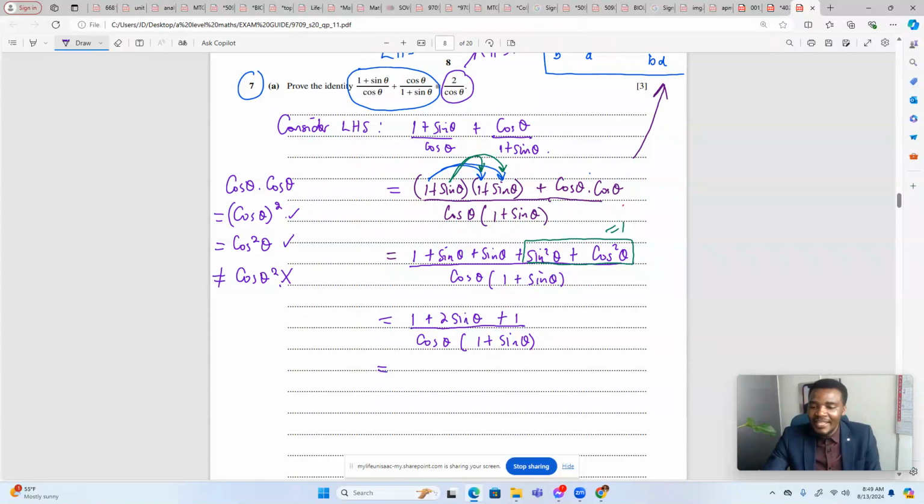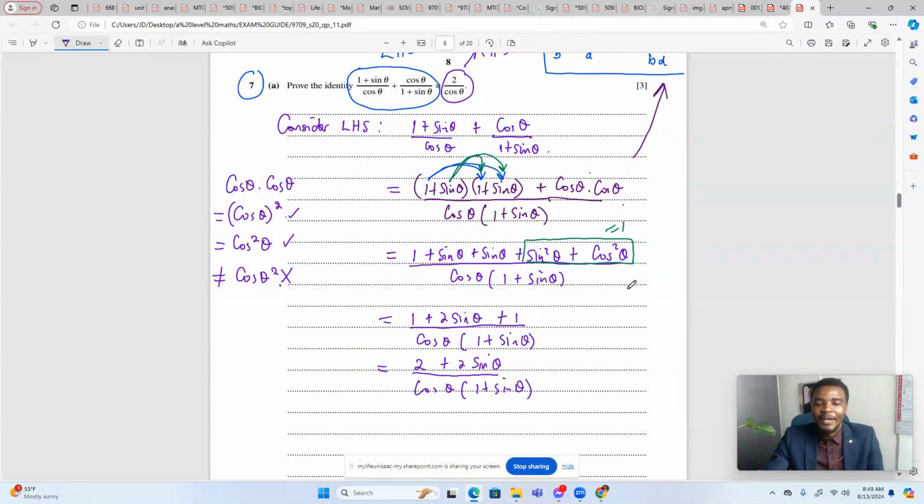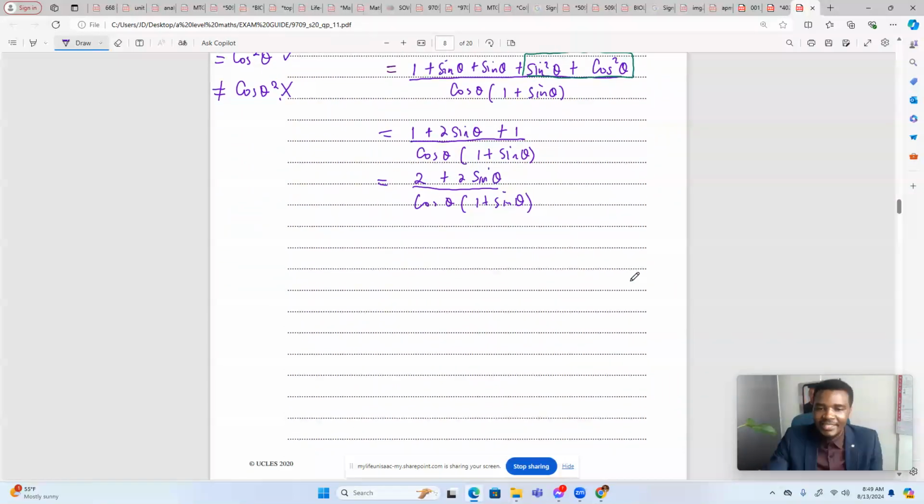Okay, so on the next step, what is 1 plus 1? Hey, we know the answer that it is 2 plus 2 sine theta all over cosine theta, open brackets, 1 plus sine theta. Okay, let's quickly move on to the next step.